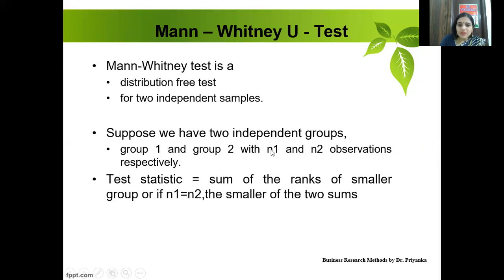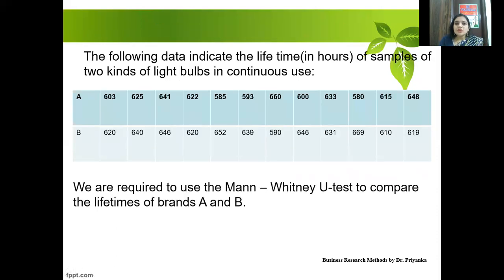Suppose we have two independent groups, group 1 and group 2, with N1 and N2 observations respectively. The test statistic would be equal to the sum of the ranks of the smaller group, or if N1 is equal to N2, then the smaller of the two sums would be taken. That would be our test statistic. Let us discuss it with the help of an example.